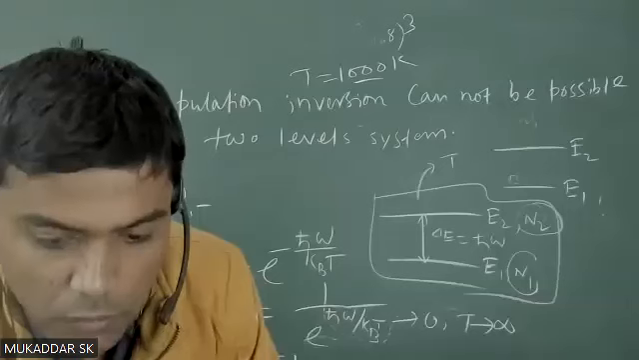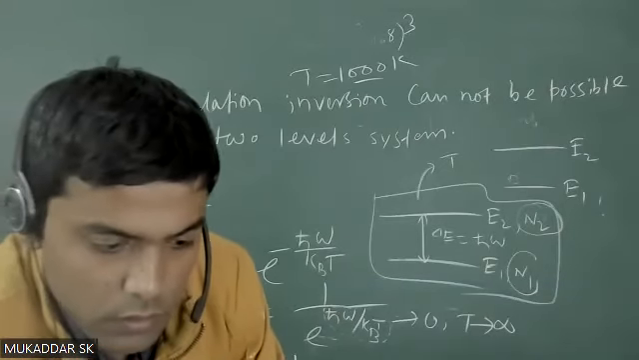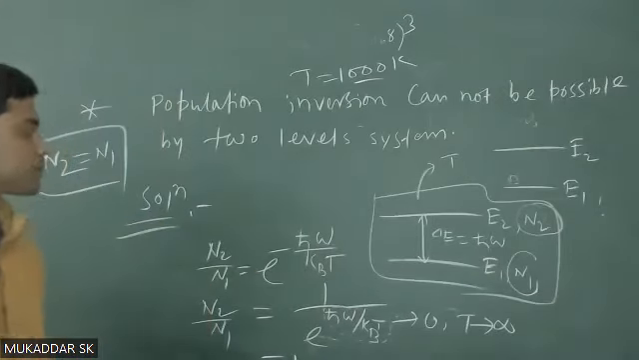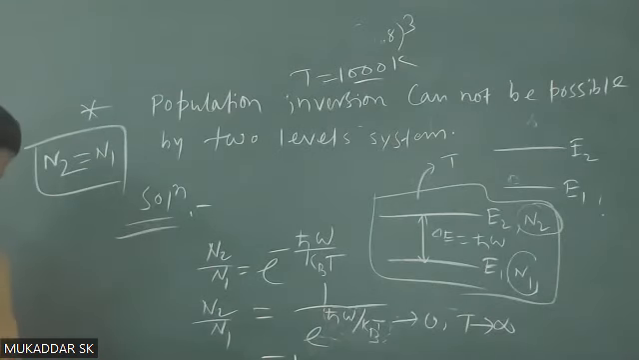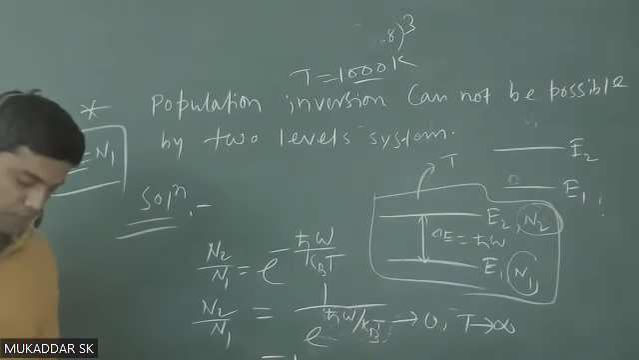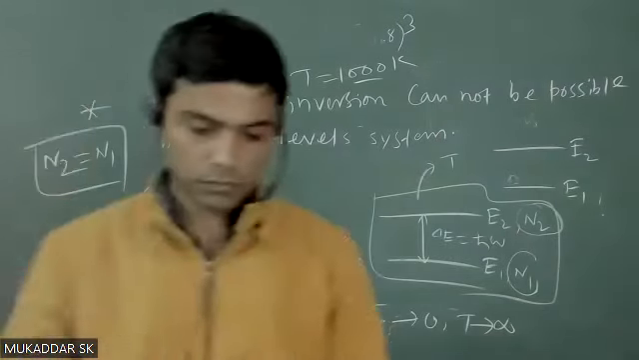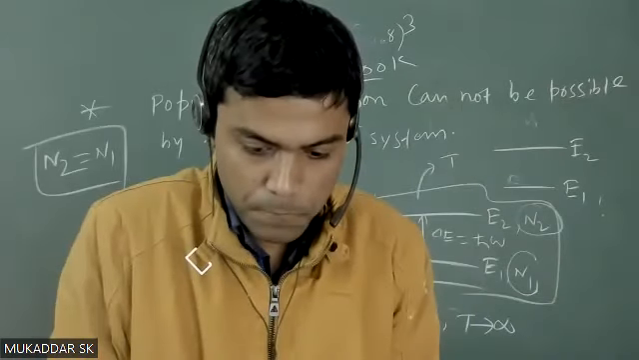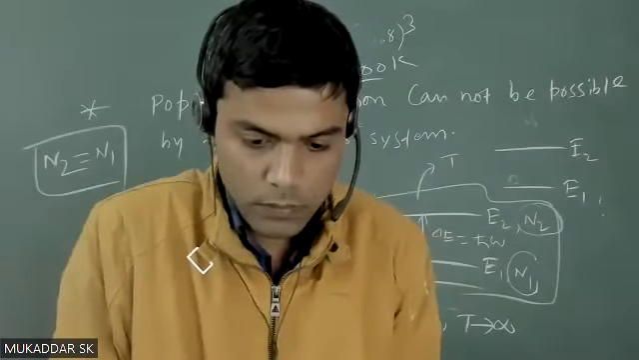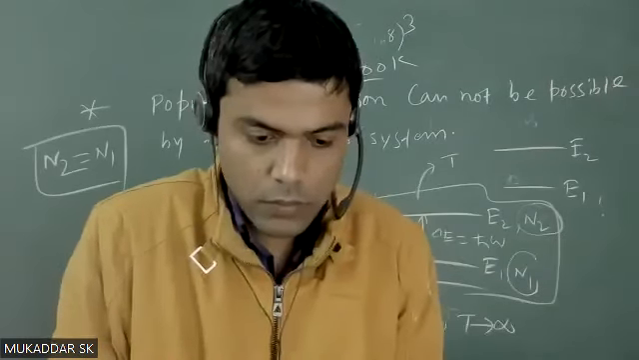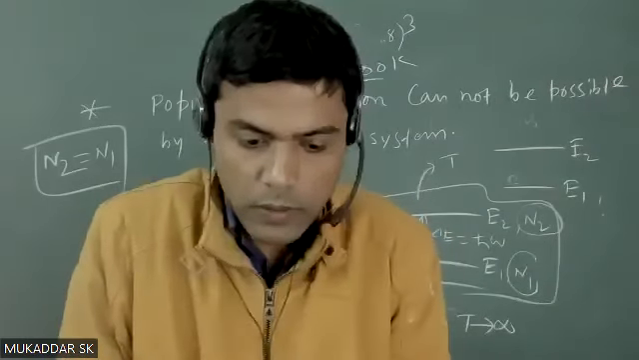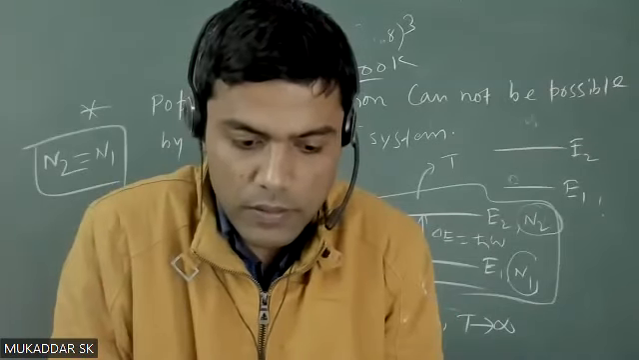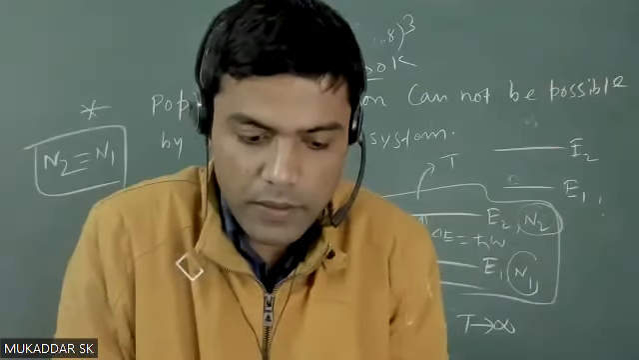So tell me if you have any doubt on this. So it means in two level we can never achieve population inversion. It is not possible to achieve population inversion from a two level system, so we will never get laser light.